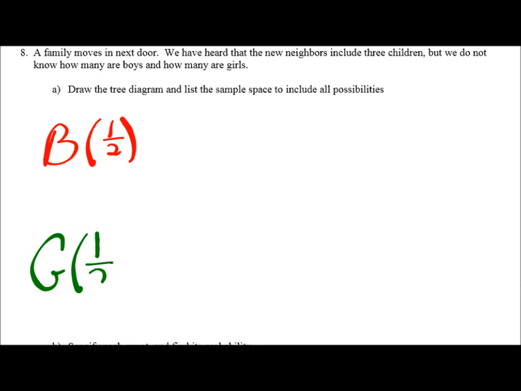The first child could have been a boy, and there was a 1/2 chance that the first child's a boy. The first child could have been a girl, and there was a 1/2 chance that the first child was a girl. So first kid, either a boy or a girl. Now let's look at the second child.